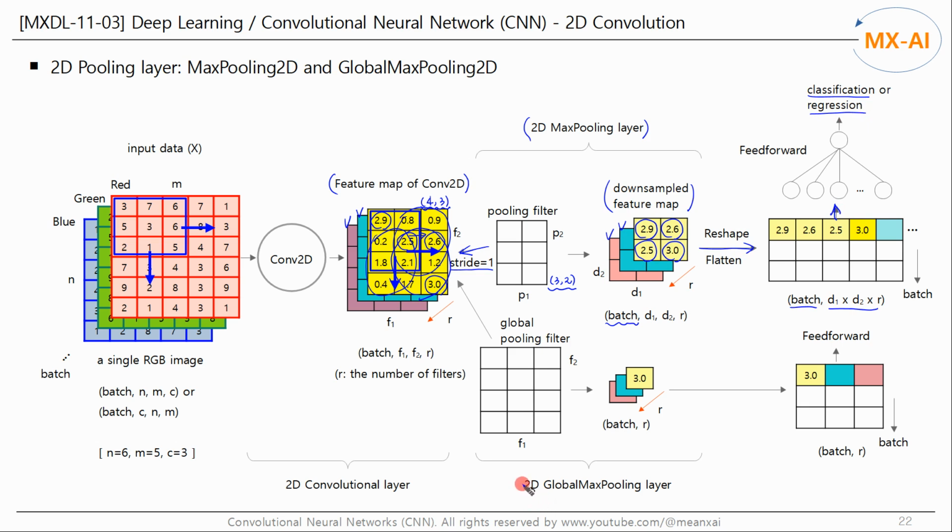You can also use 2D global max pooling, as in the example below. In this case, the size of the pooling filter is the same as the size of the feature map. This filter produces a 2-dimensional feature map like this. This feature map can be fed directly into a feed-forward network. This is an example of a simple CNN model using a 2D convolutional layer and a 2D pooling layer. Instead of a 2D max pooling layer, you can also use a 2D average pooling layer.